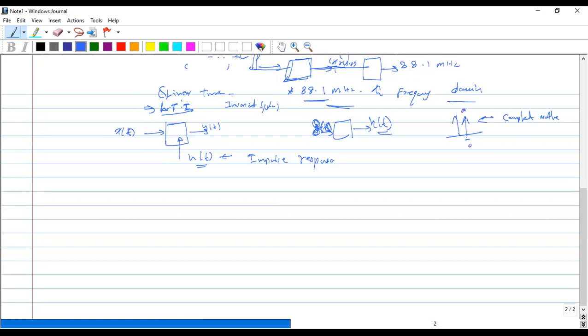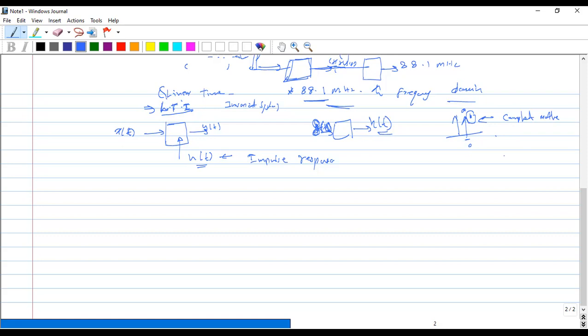So this goes up to infinity. Normally you put 1 here, which refers to the area. That is a complex mathematical function, not a practical thing. It is a hypothetical signal, not practically available. We can't practically generate the impulse.